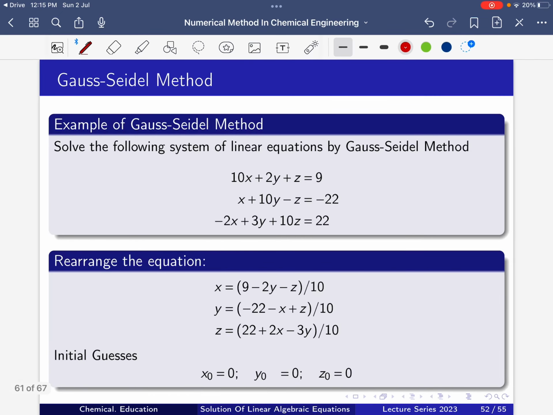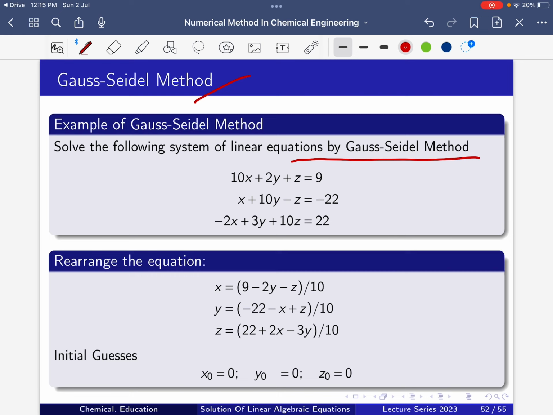Now I'm coming to the Gauss Seidel method. So the Gauss Jacobi method we know, and now next is the Gauss Seidel method. That is a very popular method. We can use the Gauss Seidel method. So here is an example of the Gauss Seidel method: solve the following system of linear equations by the Gauss Seidel method.